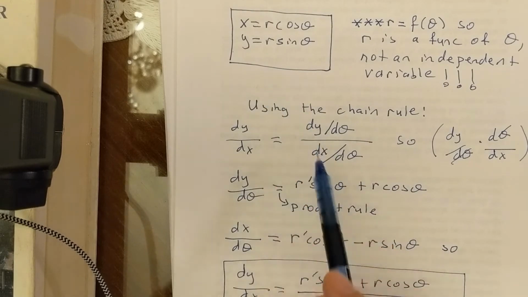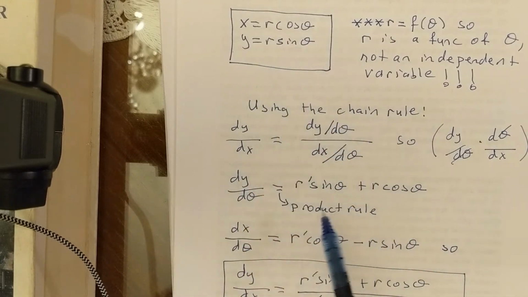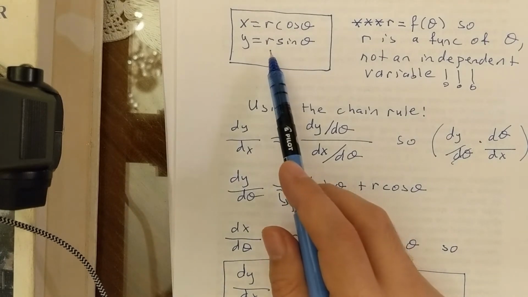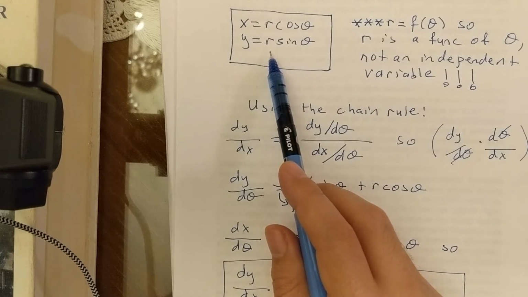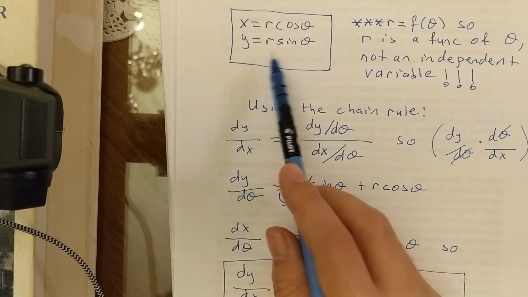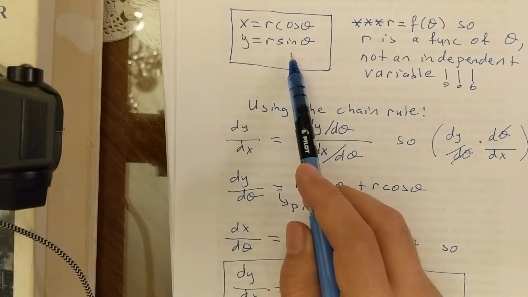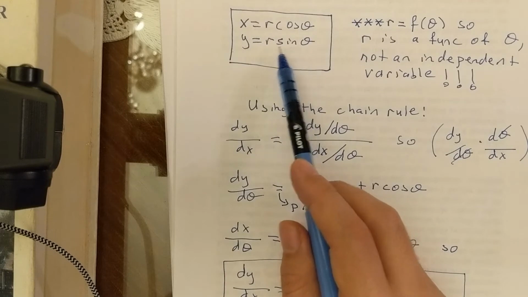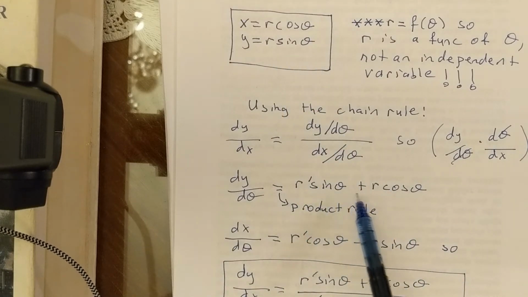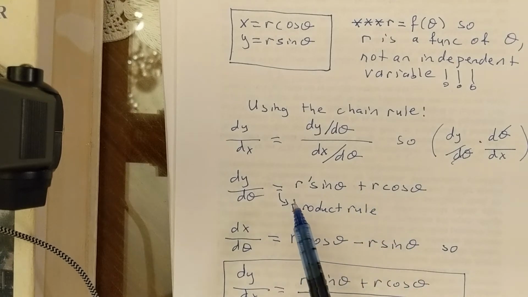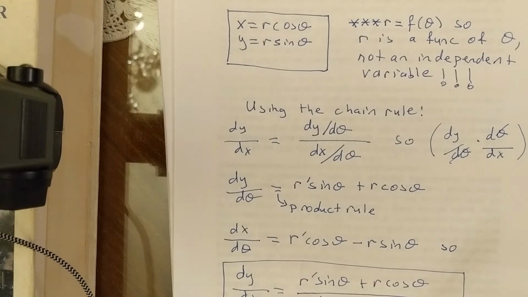I have to calculate dy/d theta, but what is y? y was equal to r sine theta. So if I take the derivative of it, I have to use the product rule. Why? Because r itself is a function of theta. So the derivative with respect to theta is derivative of r times sine theta plus derivative of sine theta, which is cosine theta, times r. So I'm going to have r prime sine theta plus r cosine theta. Again, that's because r itself is a function of theta, so I have to use the product rule.